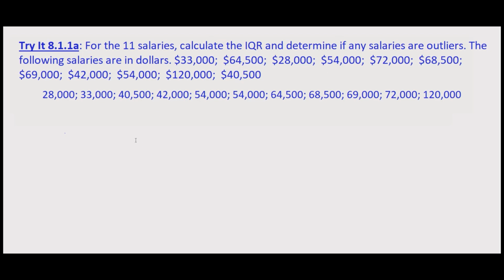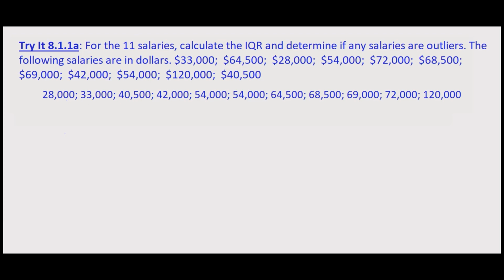The first step when we're dealing with quartiles, or the 5-number summary in general, for that matter, any part of it, is to list the items in ascending order. So I went ahead and listed those given salaries in ascending order here: 28,000, 33,000, 40,500, and so forth, all the way up to 120,000.